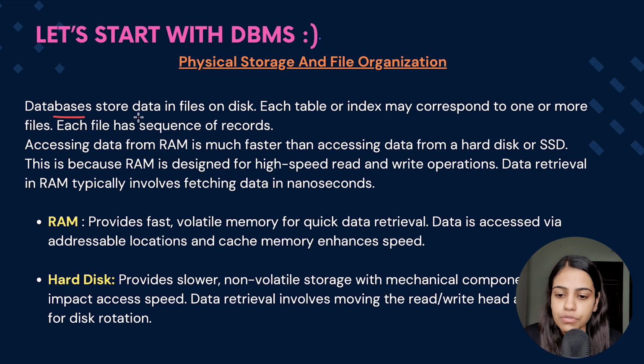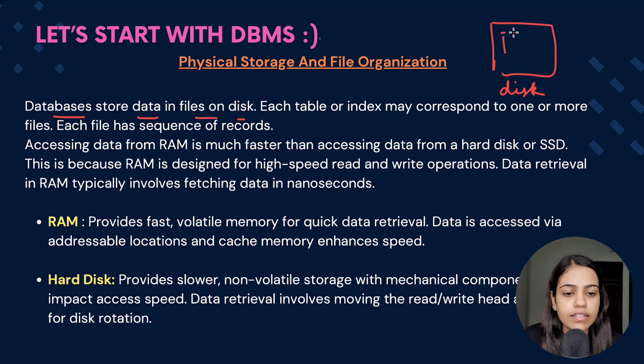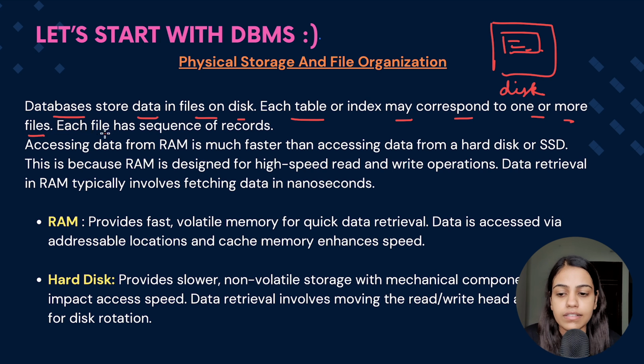Now databases store data in files on disk. So there is a disk present, you can say a hard disk. In that disk, there are some files in which the data is stored. Each table or index may correspond to one or more files. Each file has a sequence of records.